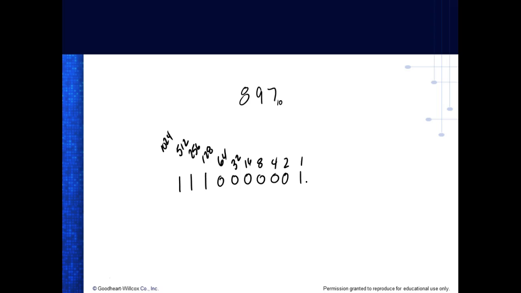So anybody use the divide by 2 method, or do you do the subtract method? The book doesn't teach this though. Everybody get 129 after 256? Yeah. So subtract 128 from it, you get 1.